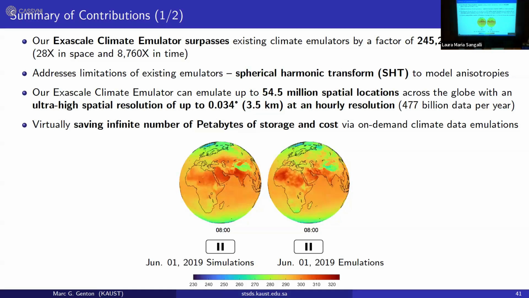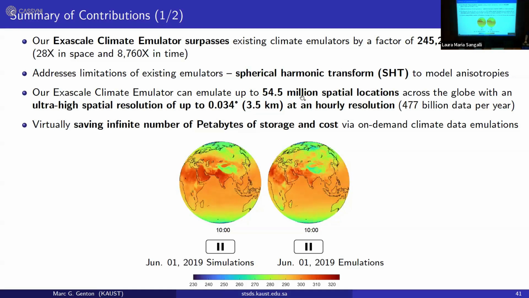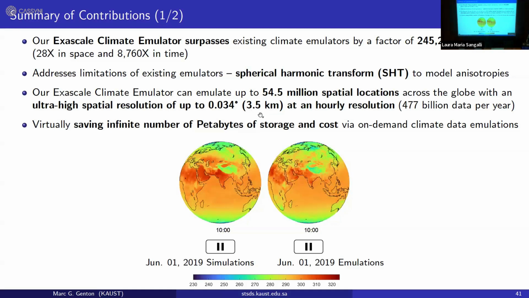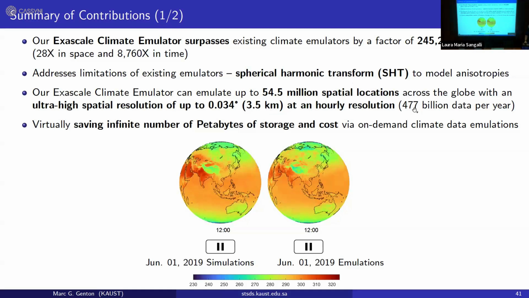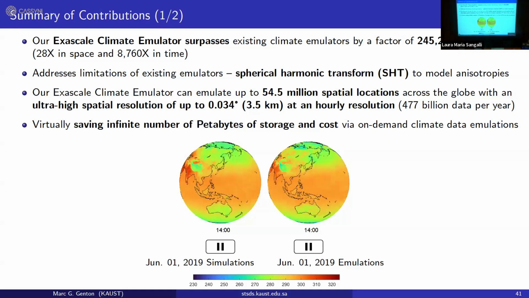This is called ultra high spatial resolution in climate science. And this means about 3.5 kilometers. And this is also at an hourly resolution in time. So for 1 year of data, this represents 477 billion space-time observations.